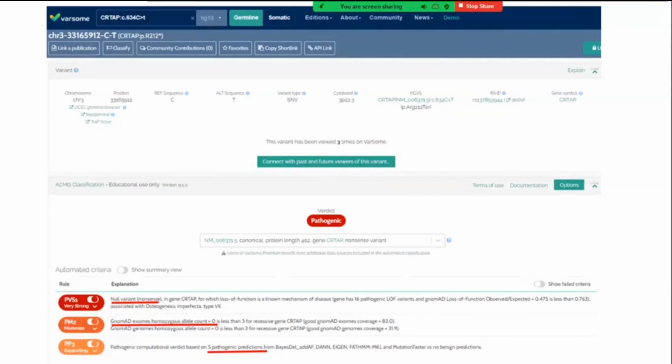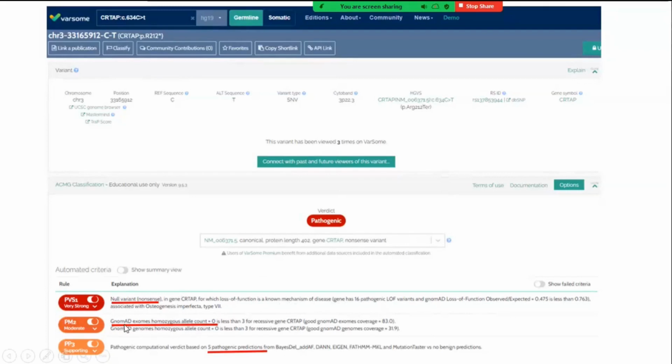So always remember, there are some diseases where gain of function causes disease. There, a loss of function variant may not cause disease, although it is a very severe looking variant. Okay. So here the variant effect has to match the mechanism of disease in that particular disease. So in CRTAP gene, it's a known mechanism of disease that loss of function variants cause disease. So it's a strong evidence.